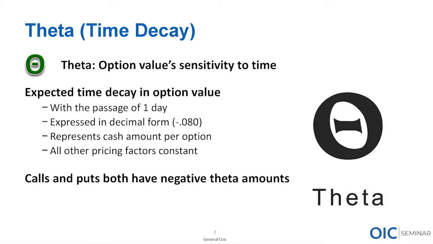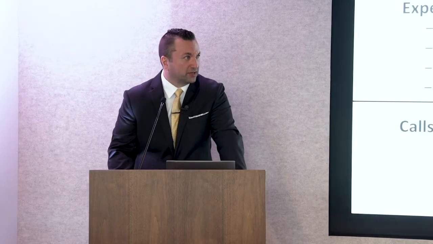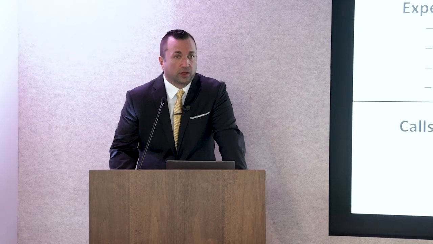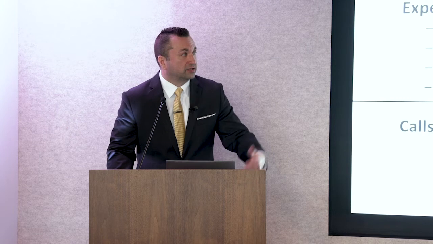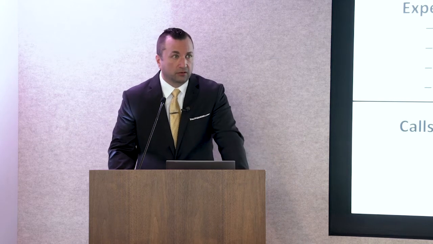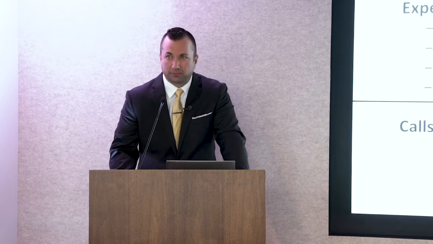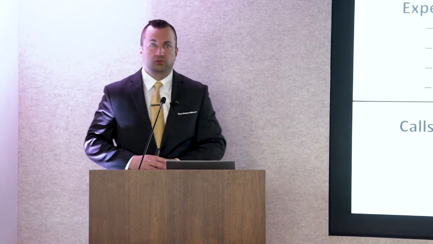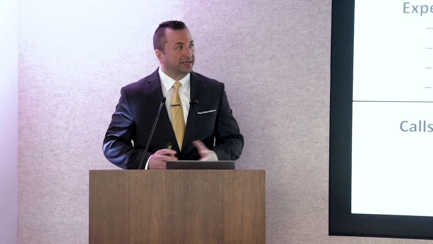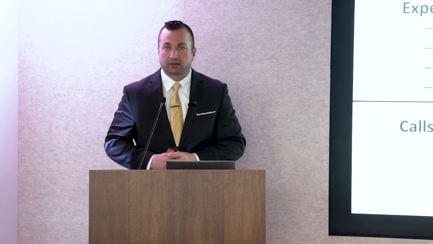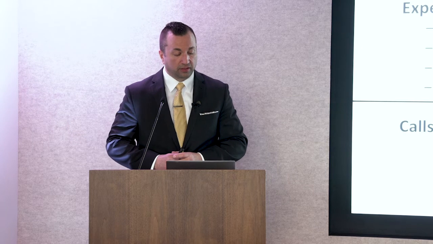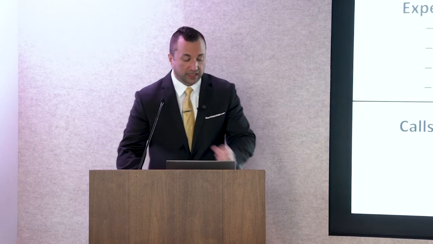The number you see on your screen there is going to represent the actual premium amount that you would expect to see decreased as one day passes. This is natural. If there's one less day until expiration, that means there's one less day for news to hit the market or for the stock price to experience volatility. And that's really what option prices are all about, is expected potential for volatility. With one less day to experience that kind of volatility, then the theta will decay the option as that time passes.